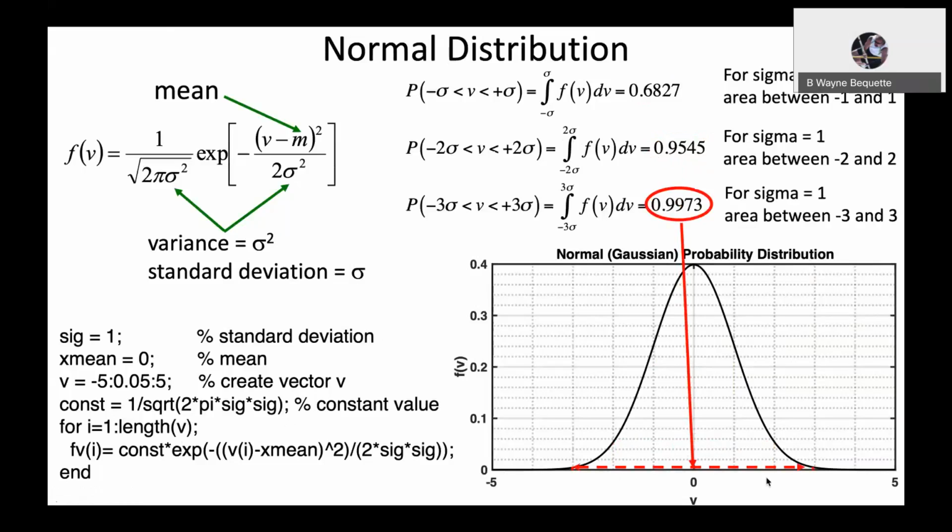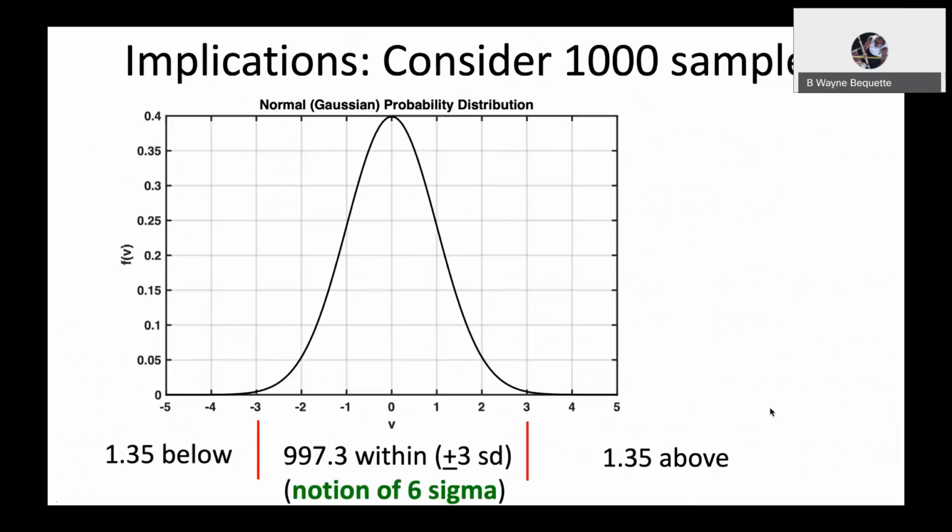And finally, if we go plus or minus 3 standard deviations and look at the probability, it's going to be 99.73% that the points that have been randomly generated will lie between plus or minus 3 standard deviations. And that's really the notion of 6 sigma, that you're lying over a range of 6 standard deviations.